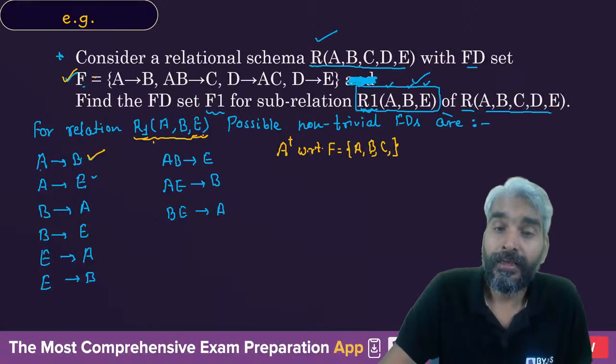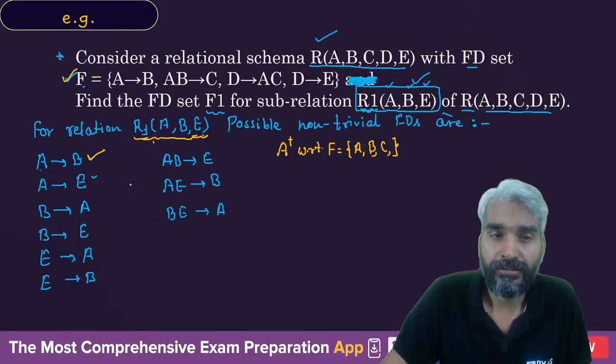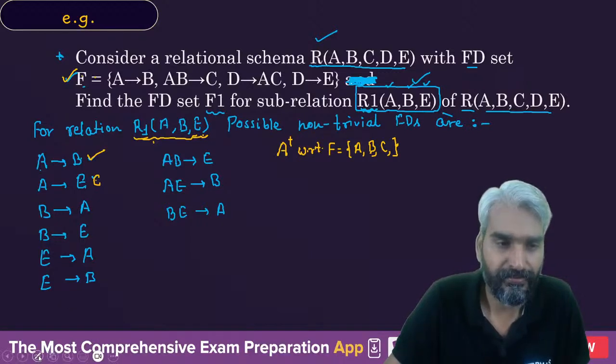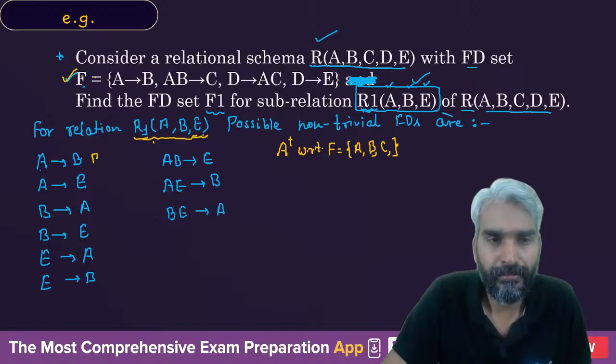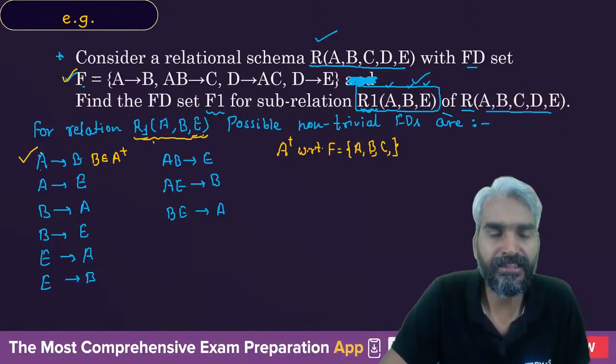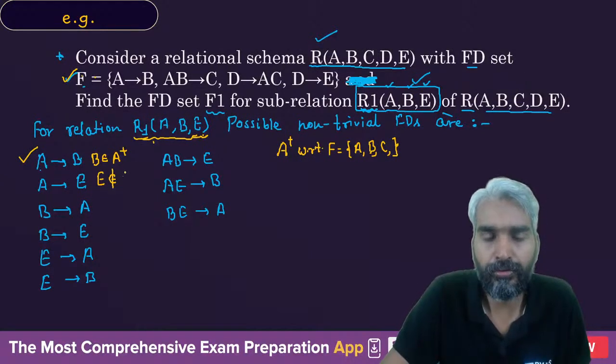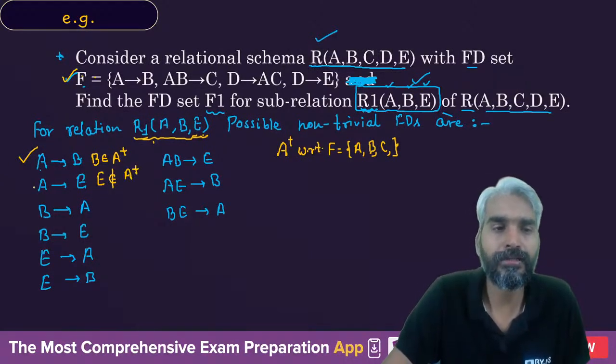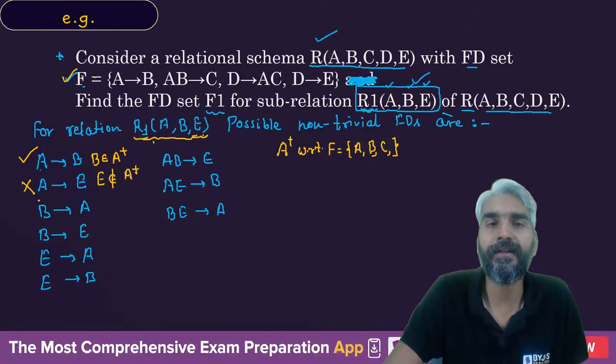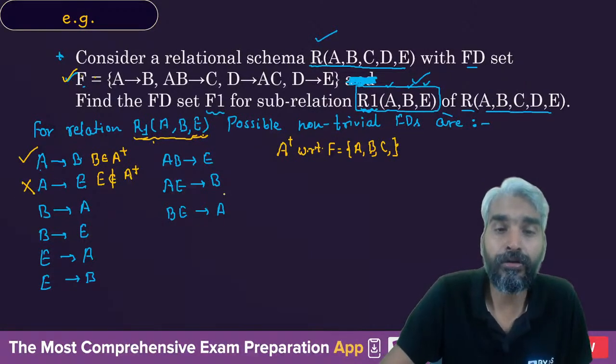But E does not belong to it. What do we say? B belongs to A closure. Therefore, this FD is present. Here, E does not belong to A closure. Therefore, this FD is not a valid FD. Right? Now, what do we need to calculate?